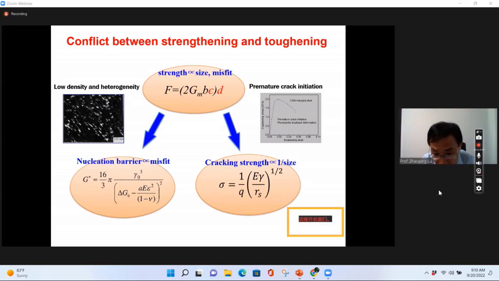On the other hand, the cracking strength is inversely proportional to the size. If you increase the size, you reduce the toughness. More critically, as I said, there is a large elastic strain field generated around the interface, where cracks will be easily initiated, giving rise to premature fracture. That is the reason why you always see localized deformation behavior for these high strength materials.